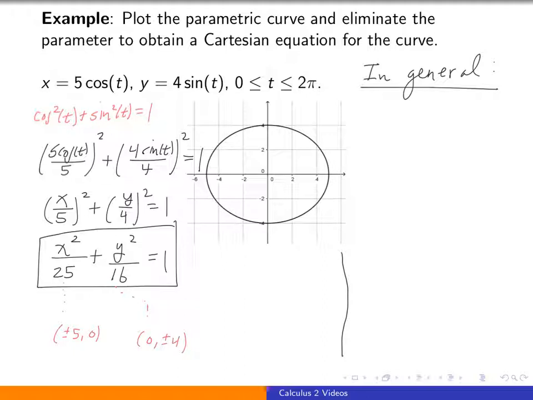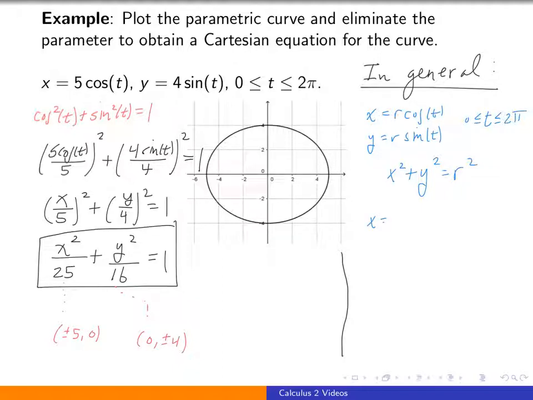Now I'd also like to observe that there is something much more general going on. And some common parametric equations we might see would be x equals r cosine of t, y equals r sine t, with 0 less than or equal to t less than or equal to 2 pi. So in this case, the associated Cartesian equation would be x squared plus y squared equals r squared. That is a circle of radius r centered at the origin.